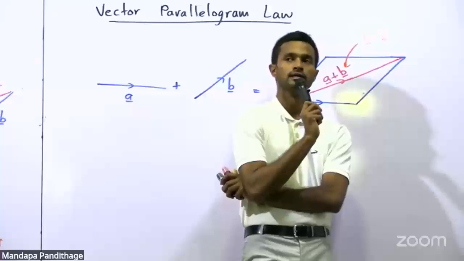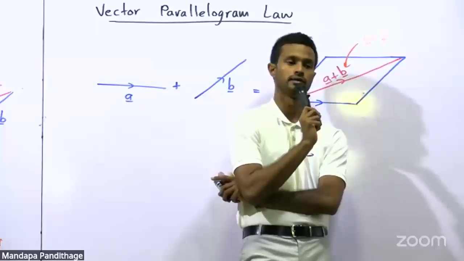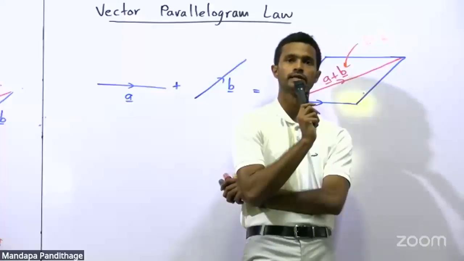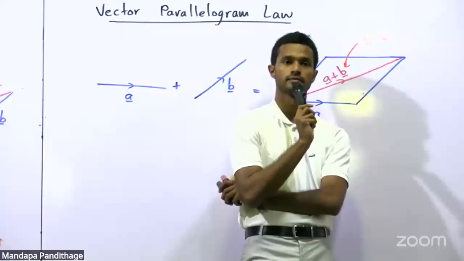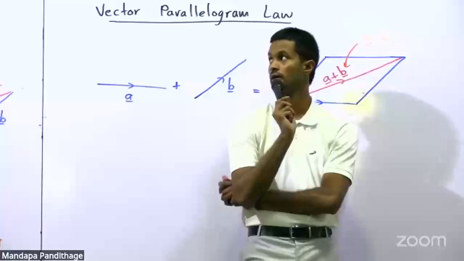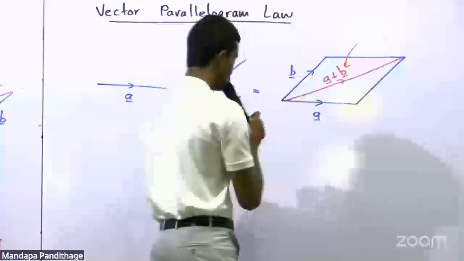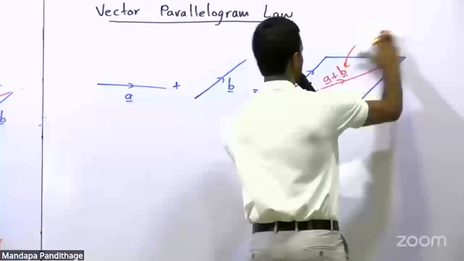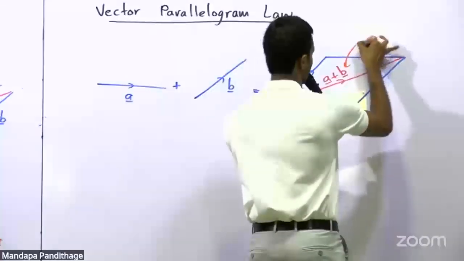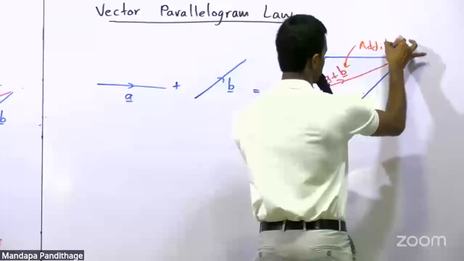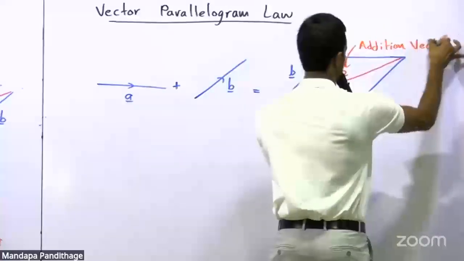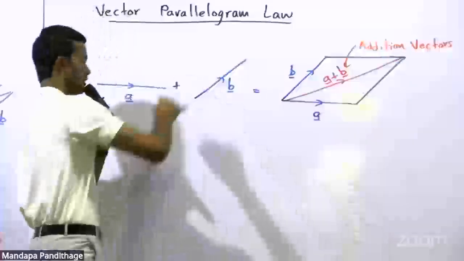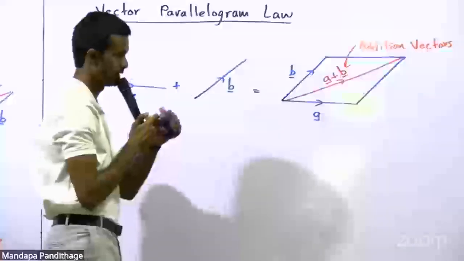the diagonal which goes through the vectors. Okay, then draw this one. We have A, B, and we got A plus B.